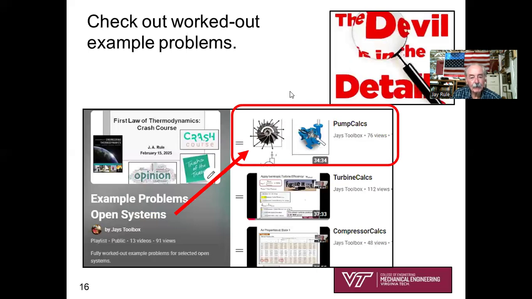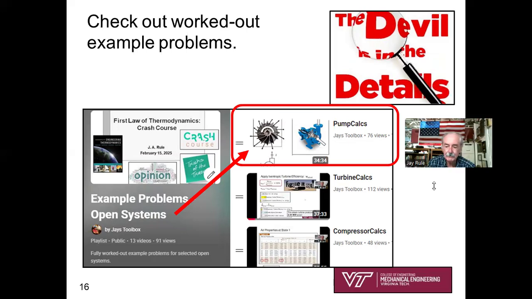Now, even though I've worked through some details with you, sort of given you some verbal advice, it's always a little more comforting to see some example problems where the numbers are worked out. And in my pump kit, if you go to example problems, open systems playlist, you click on pump calcs. I'm giving you two example problems, one for a pump power calculation in SI, and one example for a pump power calculation in English. And that'll help, I hope, help you work through the details of dealing with the numbers.